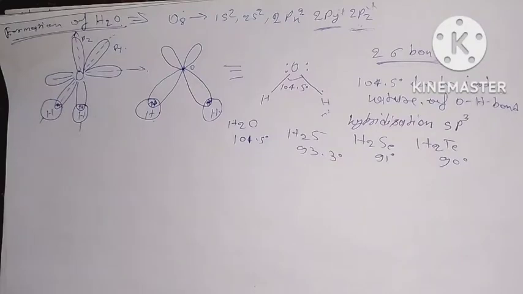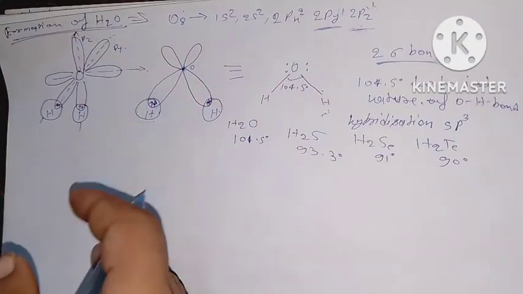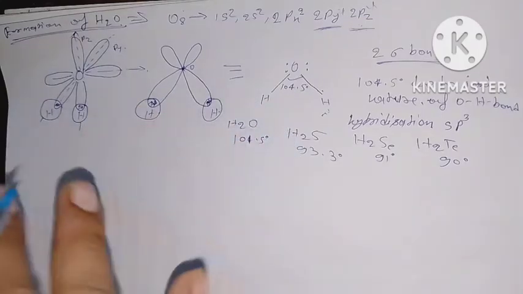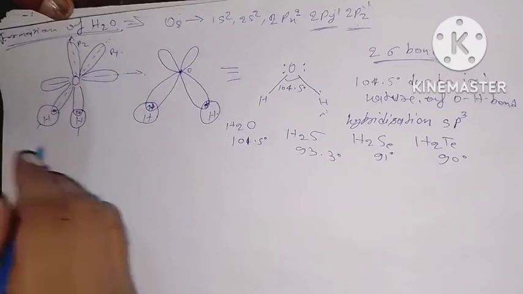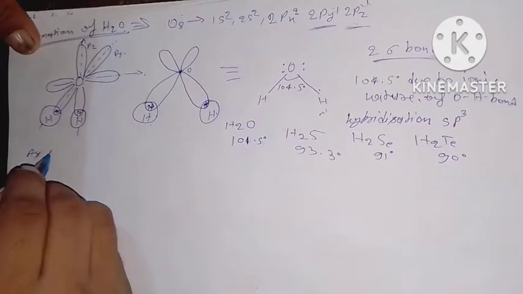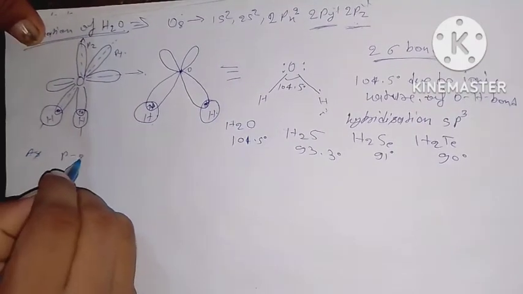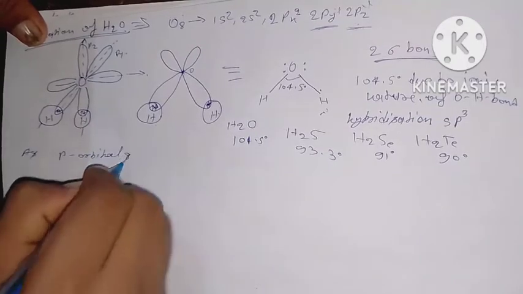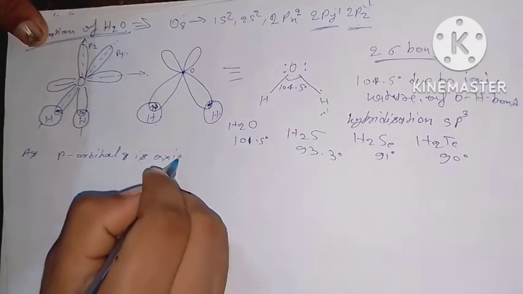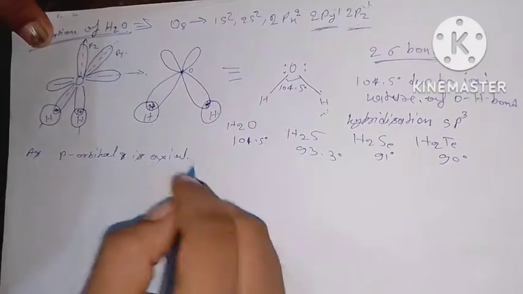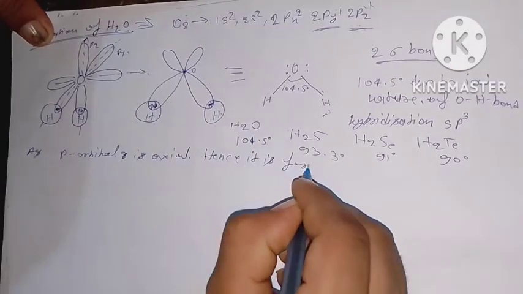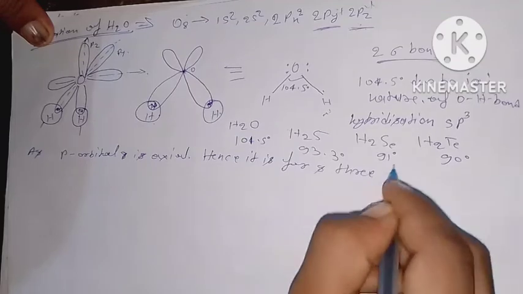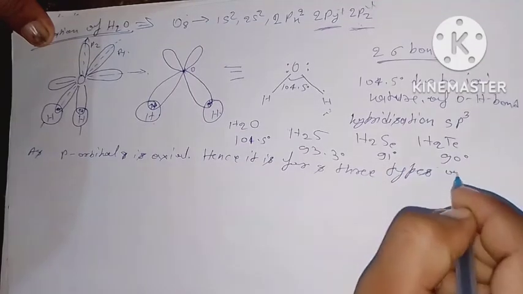Hence, the bonds formed by the overlap of s orbitals are non-directional due to the spherical symmetrical shape of the s orbital. As the p orbital is axial, it forms three types of bond.